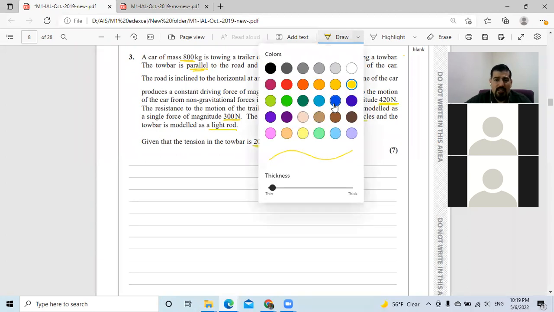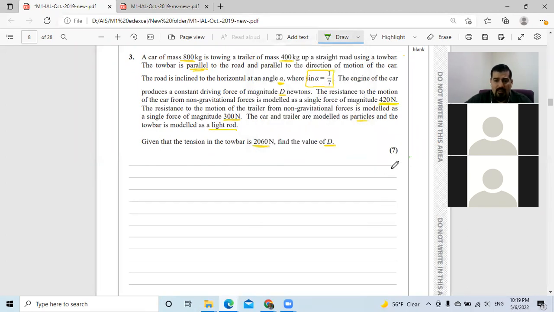Let's draw what's happening here. We have an inclined plane here with an angle of alpha, and we have a car that's pulling a trailer, and there is a tow bar between them.